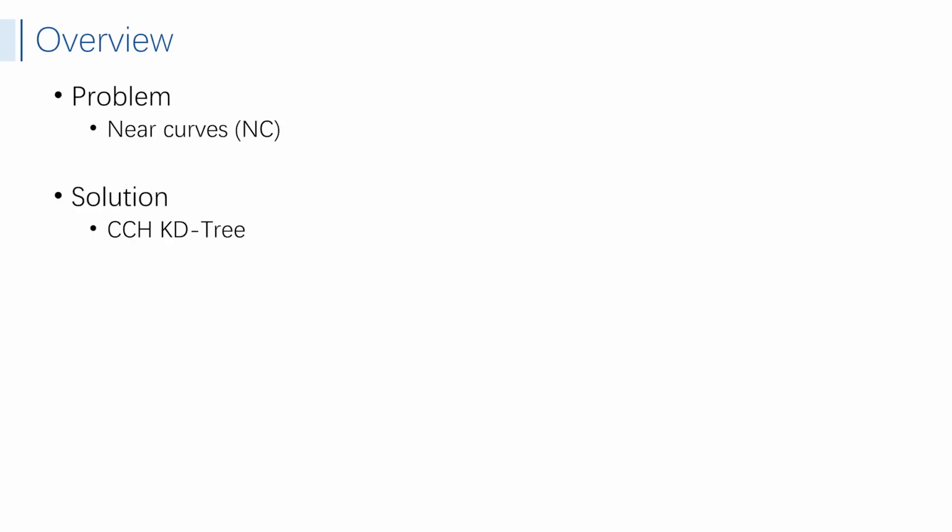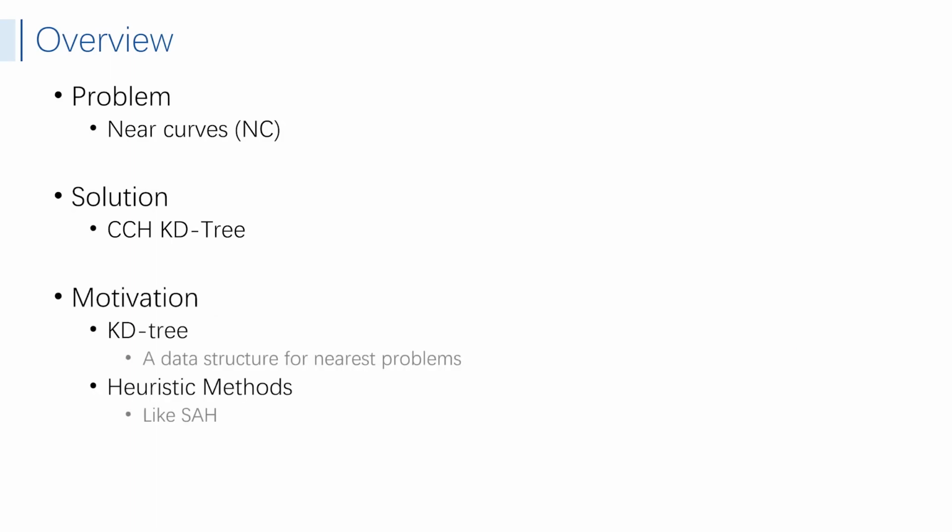In a nutshell, we solve the efficiency issue of nearest curve problems. We propose our new data structure, CCH KD-tree. Well, the motivation of this new algorithm is simple. For data structure, we use KD-tree. Besides, a heuristic method is applied for further optimization.